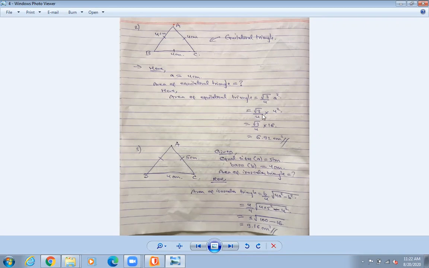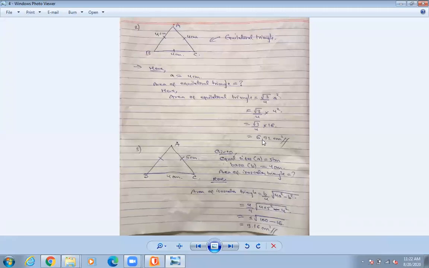So root 3 by 4 into A square means how much? What is the value of A? All sides equal means it is A only. So A means 4 centimeter. Let us write down A equals 4 centimeter, 4 square. So root 3 by 4 into 4 square means 16. Multiply this number: root 3 divided by 4 into 16. Okay, so you will get this answer, 6.92 square centimeter.